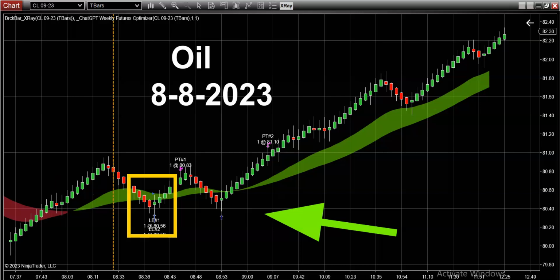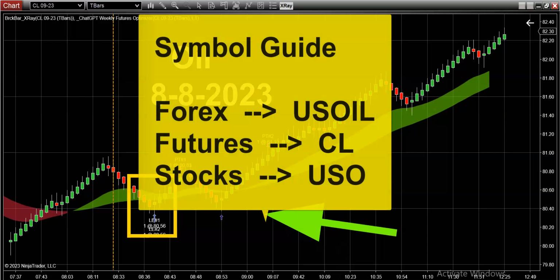What you're seeing on the screen right now is today's chart of one of the most action-packed symbols in the world, and that is the oil market. And yes, you can trade oil on Forex. Yes, you can trade it on futures. And yes, you can trade oil on stocks and options, okay?